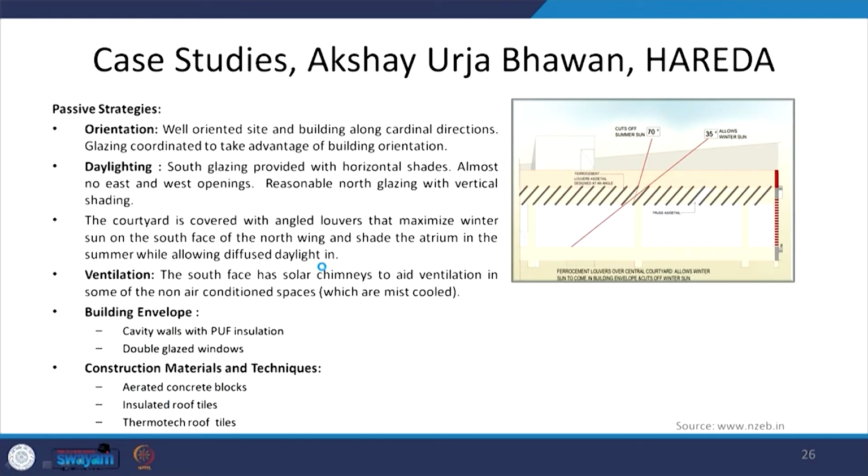The first step, as we have always discussed, is the passive strategies. They have considered orienting the building properly. Daylighting, allowing for daylighting in most of the areas. So, the south glazing was provided with horizontal shades, and there were almost no east and west openings, and there were reasonable amount of north glazing with vertical shading provided. Doing this, almost all the areas indoors had sufficient amount of daylight available.